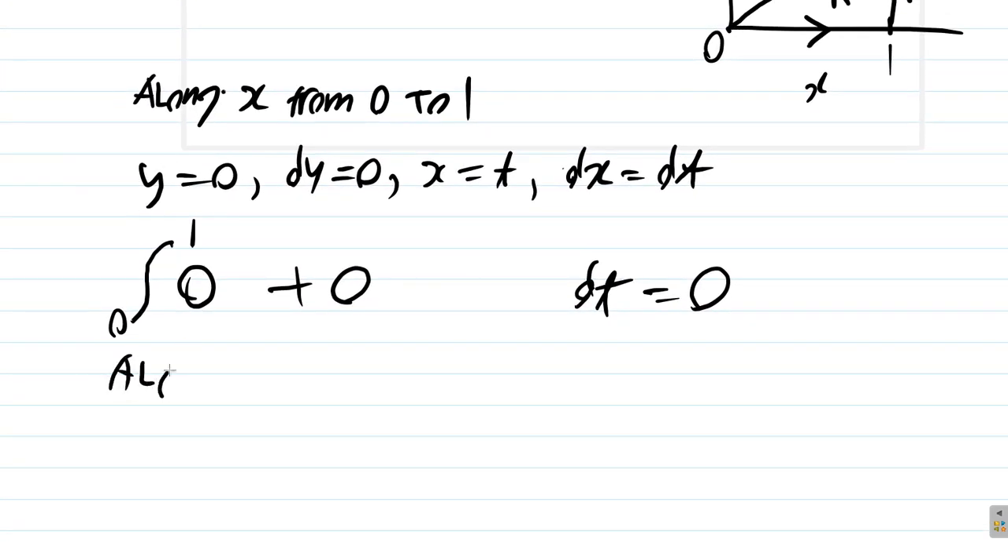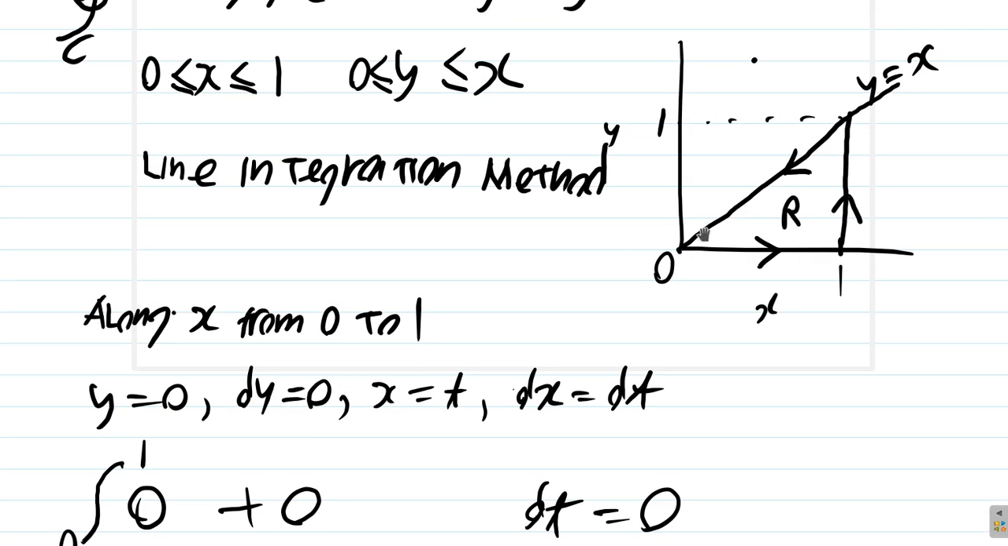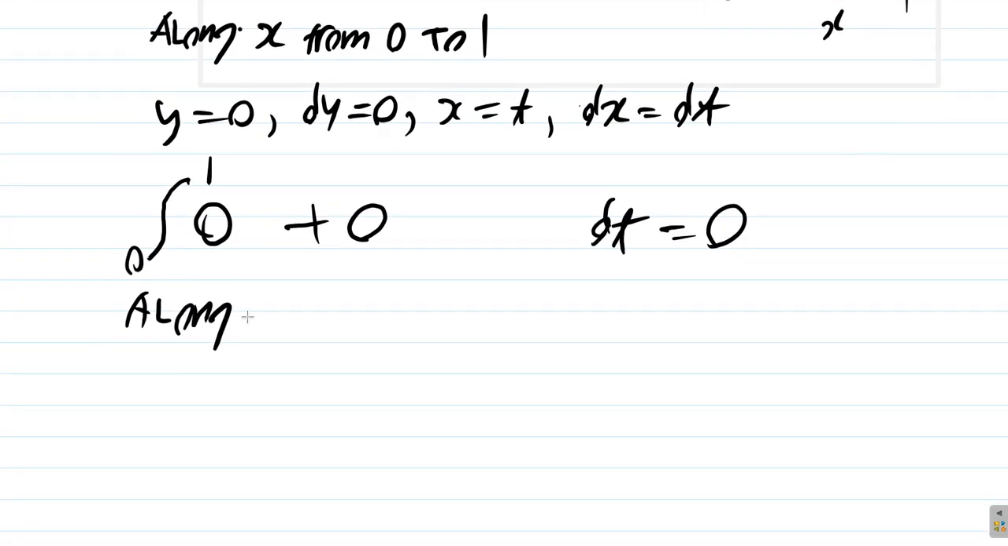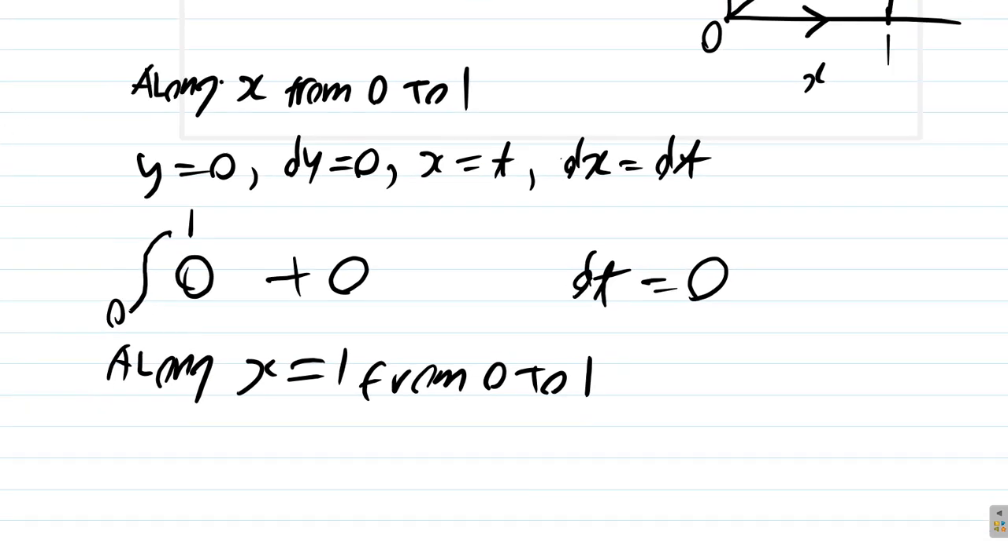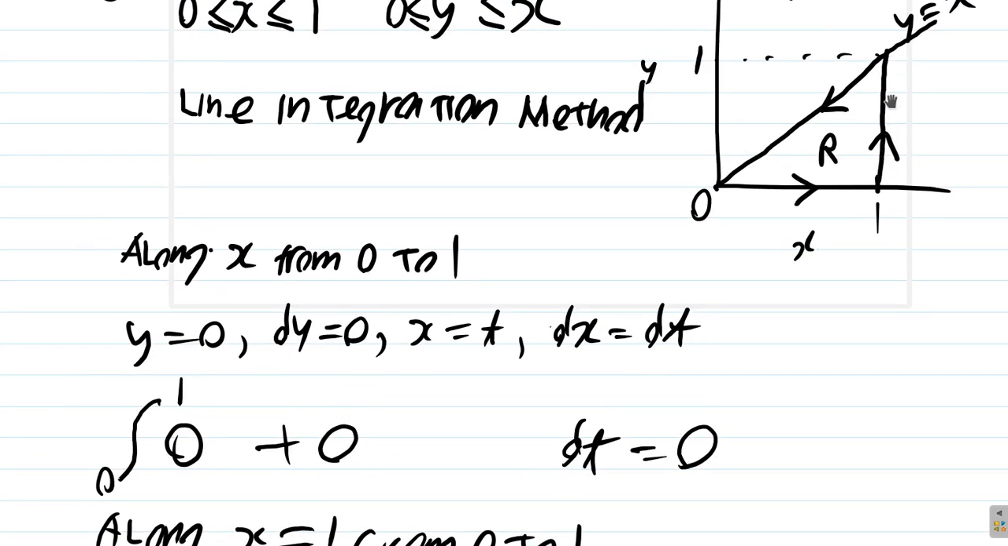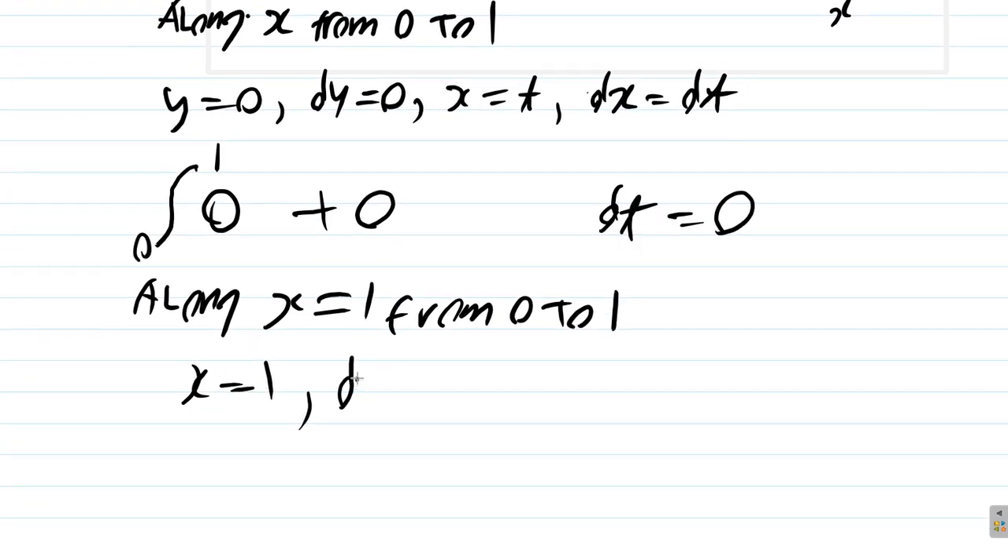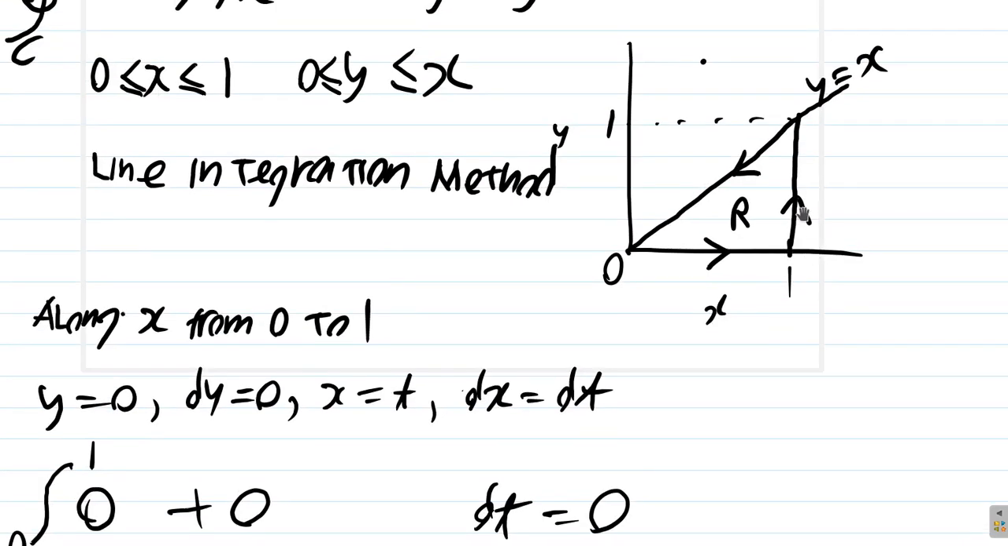So if we go along, well, the line here would be x equals 1. Right? Along x equals 1 from 0 to 1. Alright, so we see that x is equal to 1. Y changes, but what is dx? It goes straight up. Dx is 0 because x doesn't change. It doesn't move left or right.